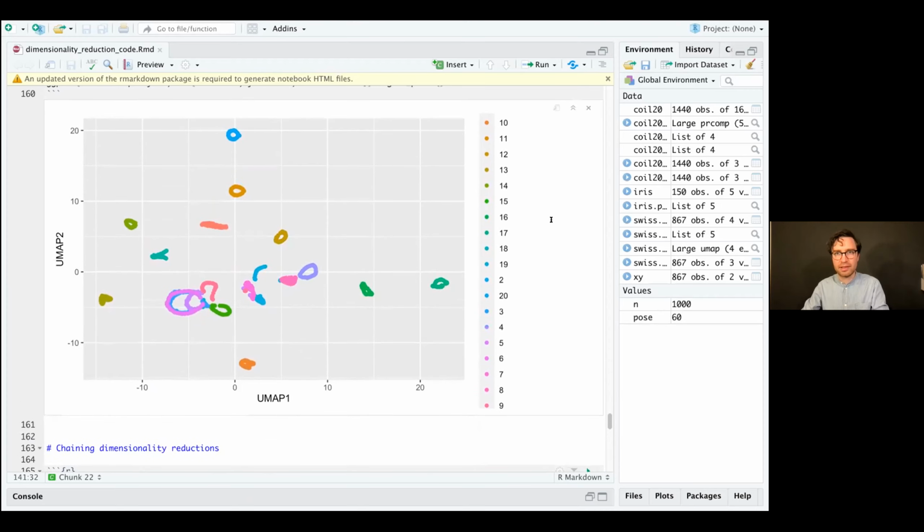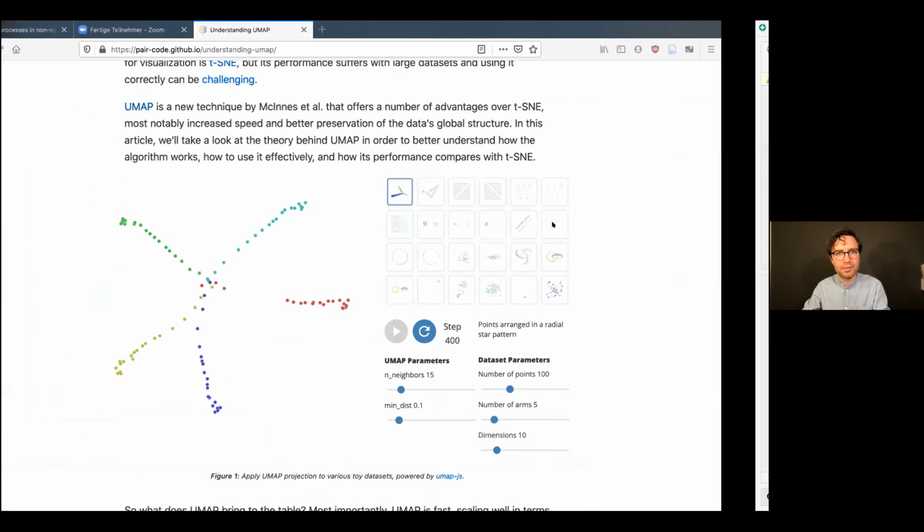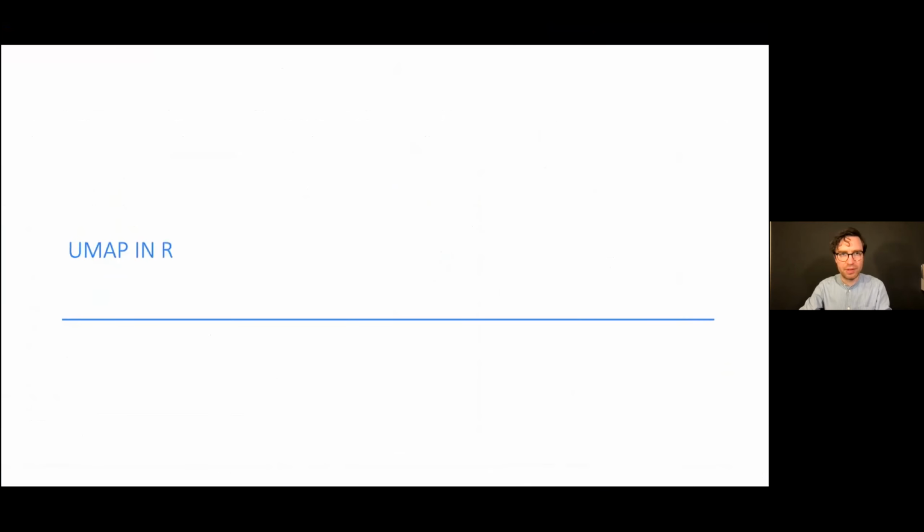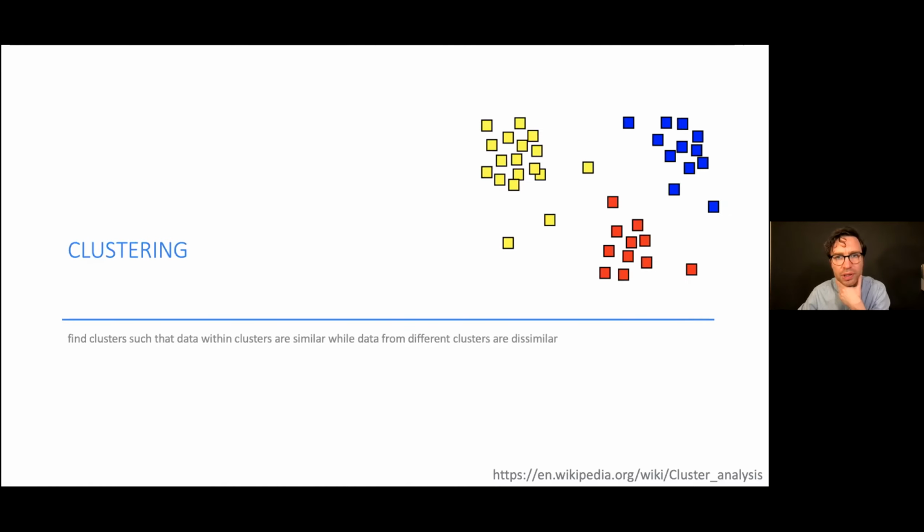Okay, I think, yes, that's it for dimensionality reduction. Just one example for linear dimensionality reduction, which was principal components, and one for nonlinear topology preserving dimensionality reduction, which was UMAP. And I now wanted to talk a little bit about clustering.